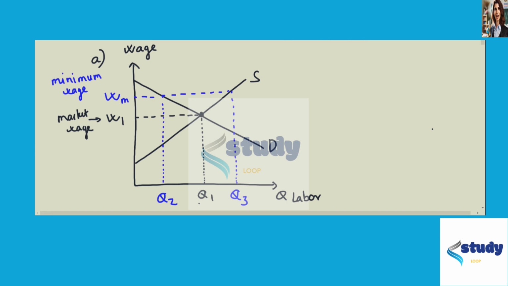This figure shows the effect of the minimum wage. In the absence of the minimum wage, the market wage would be W1 and Q1 workers would be employed. With the minimum wage WM imposed above W1, the market wage is WM and the number of employed workers is Q2.